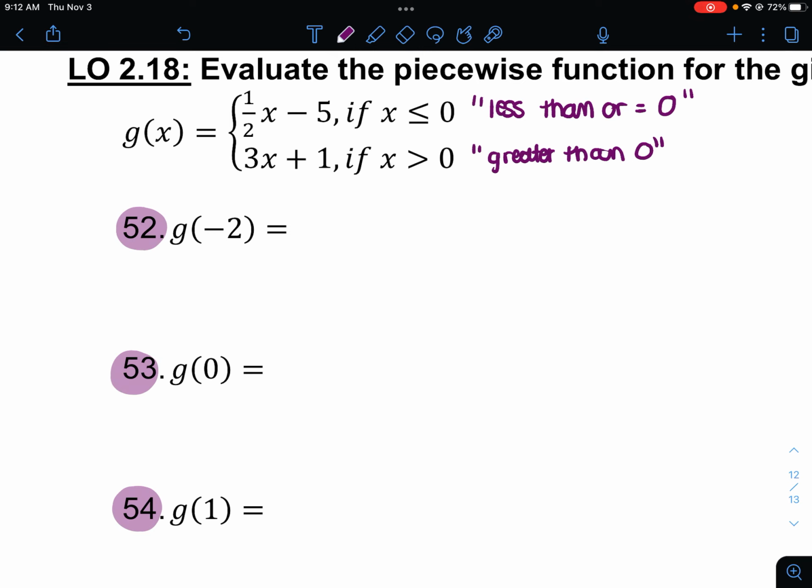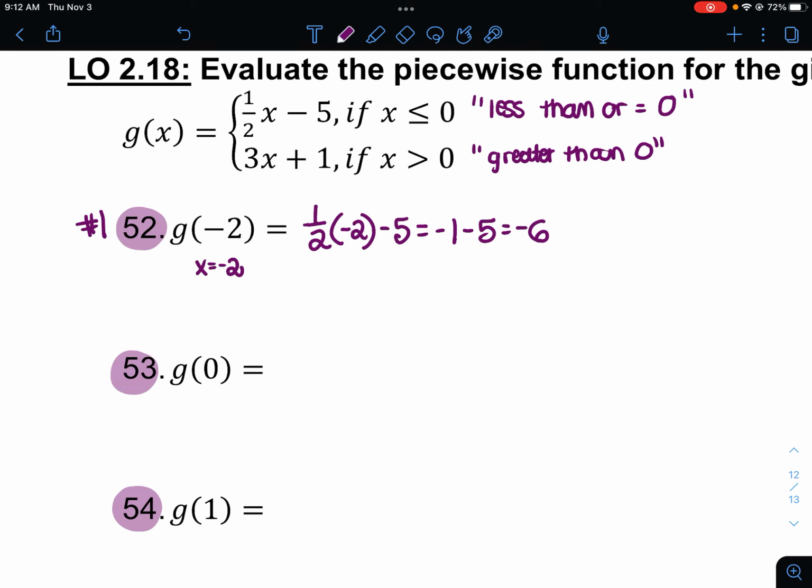So think about number 52. X equals negative 2. Which equation, the first or the second, do you think we would use? So negative 2 is less than 0, so we are going to use the first equation. And here's what it's going to look like. 1/2 times negative 2 is a negative 1. And then we want a minus 5, so we get a negative 6.